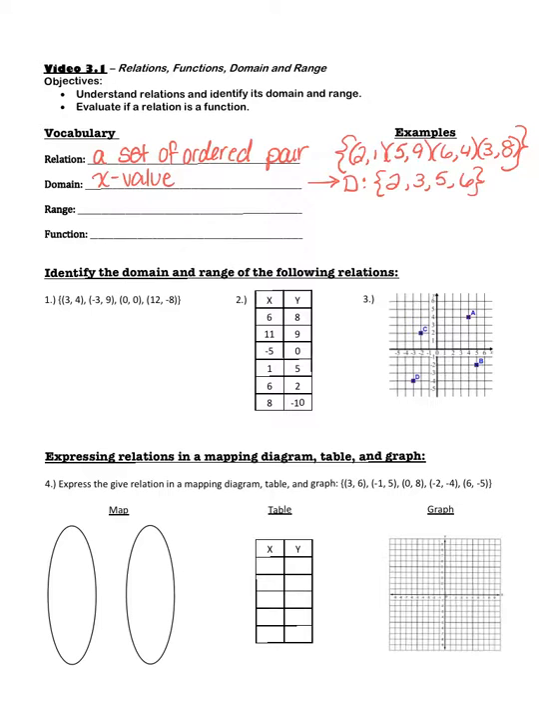Simple enough. And then my range, hopefully you're either remembering, or maybe guessing, that your range is your y values. So in this example, my range would be all my y values from least to greatest. So it would go 1, 4, 8, and then 9.